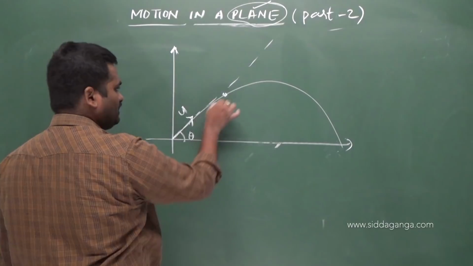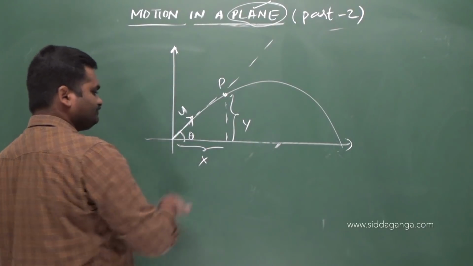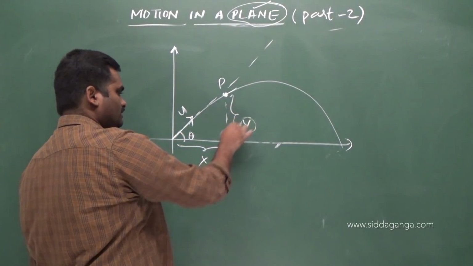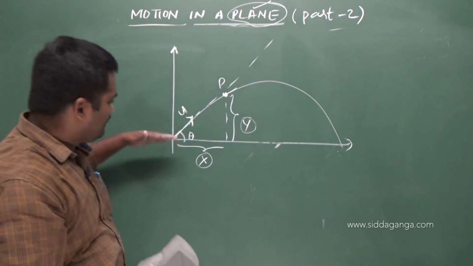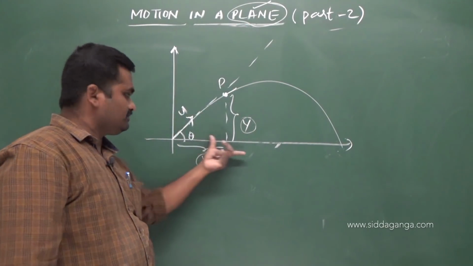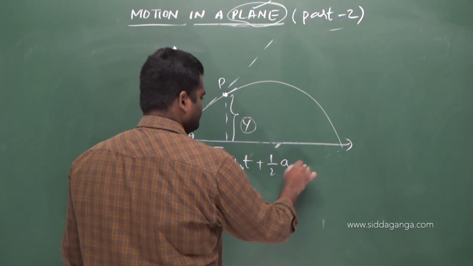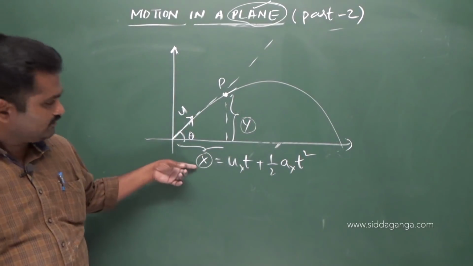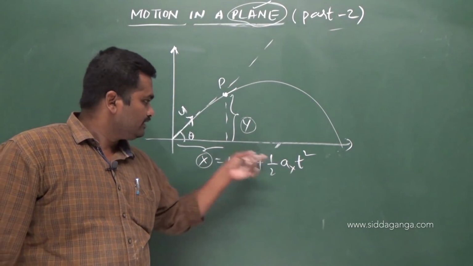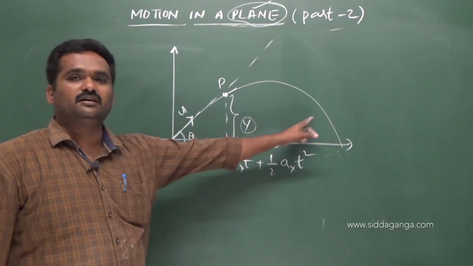For that, I am going to consider a point here, which travels some x distance and some y distance. So we have to write a corresponding equation for this x and y coordinate. Horizontal distance and vertical distance together is what? A plane. Horizontal distance traveled is u into t plus half ax into t square, we will write here like this. All horizontal components I have taken: ux is the initial velocity in the horizontal direction, ax is the acceleration in the horizontal direction. Similarly for y also, uy into t plus half ay into t square.